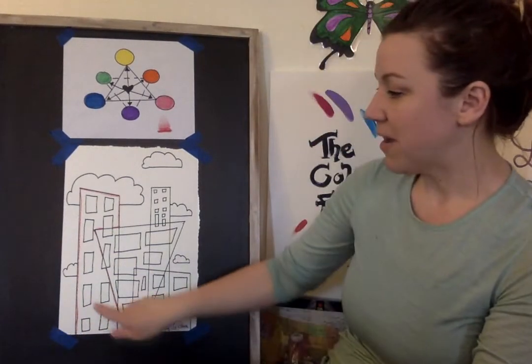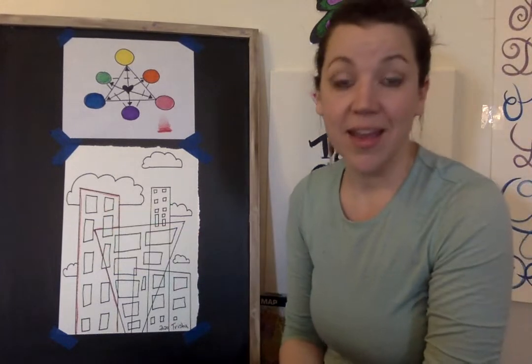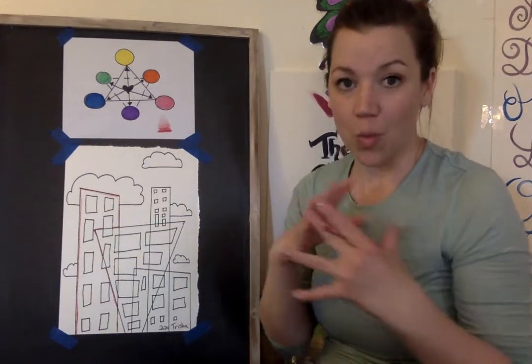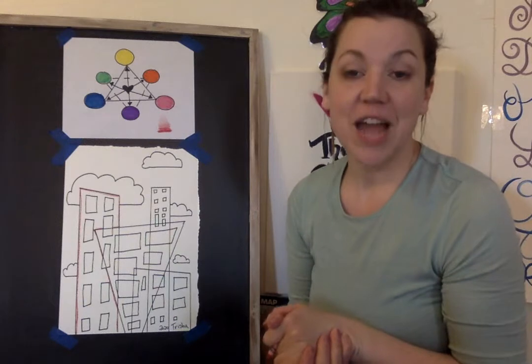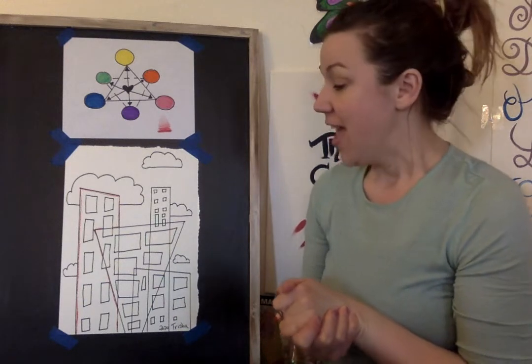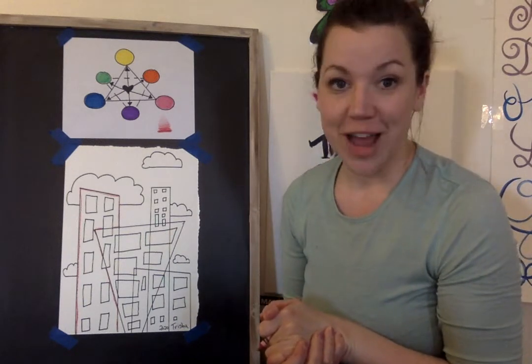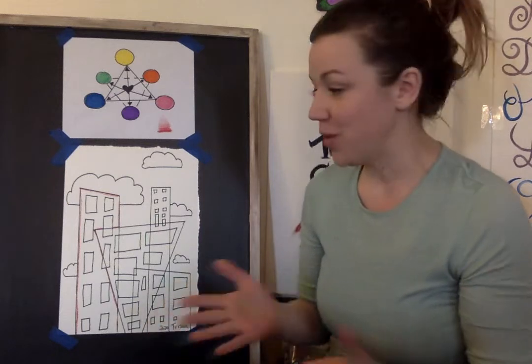Alright, so that is my first space. I'm going to color that in red. Now when I color it in, I'm going to go around the windows. If it helps you to outline the windows, that's fantastic. And if you don't need to, you don't have to because you're the artist. You can do what you want.